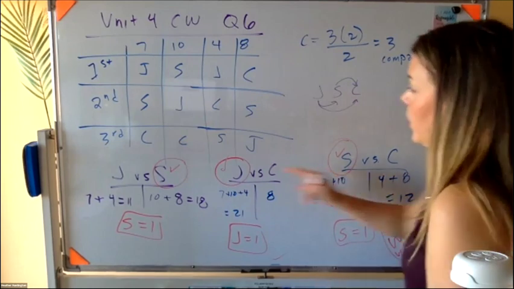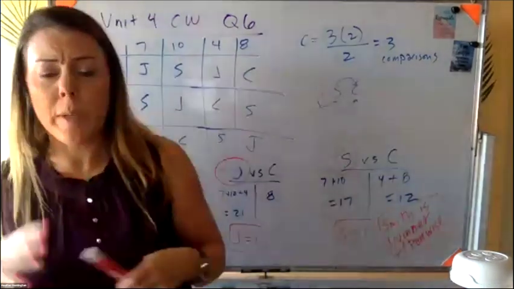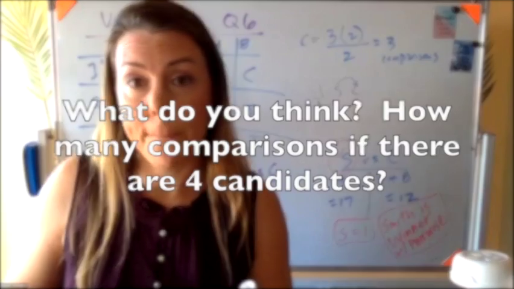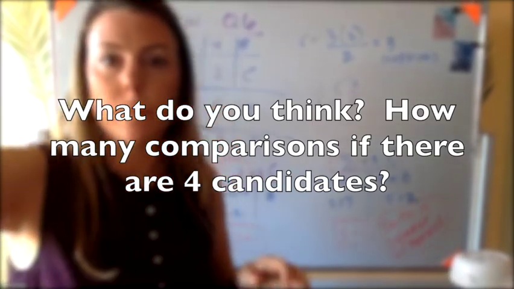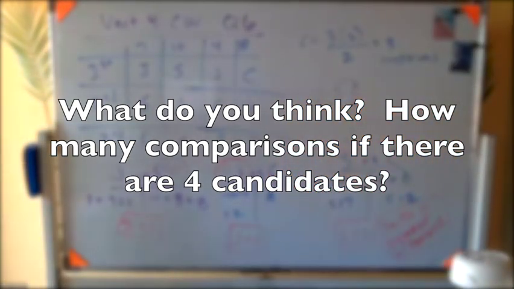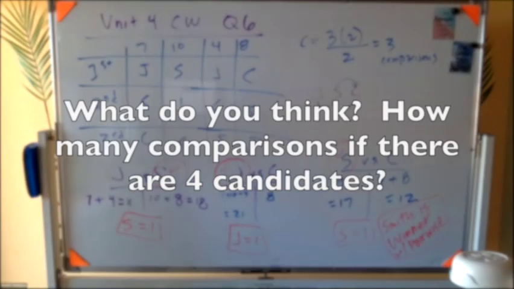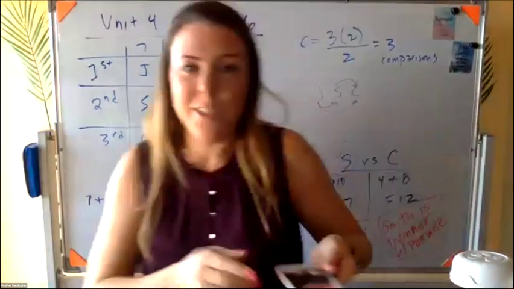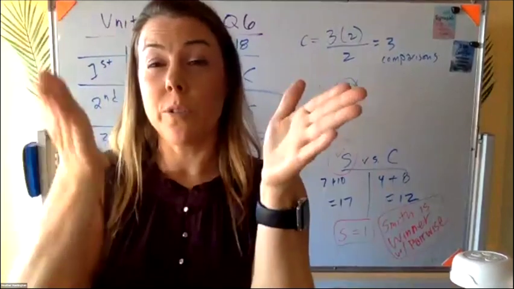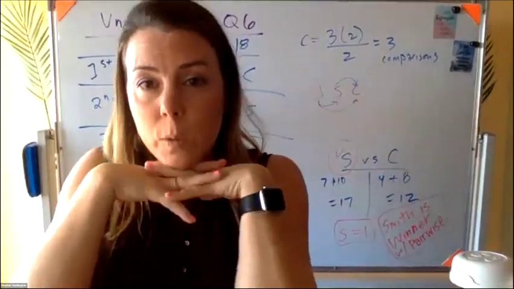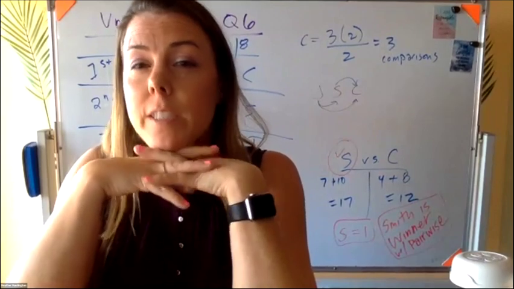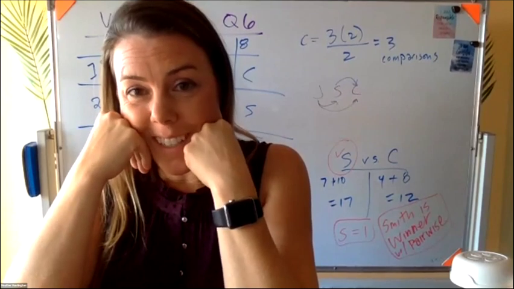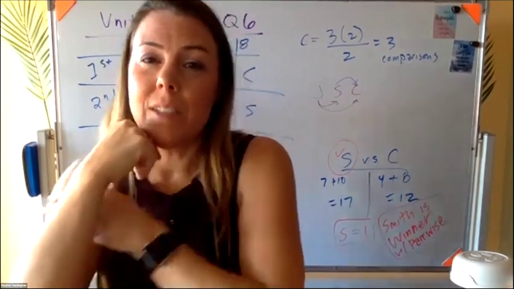Okay, and how do we know how many comparisons you would have to do if there are 4 candidates? Six. Yes, good job, because it would be 4 times 3 divided by 2, which is 6. What about if there's 5 candidates? 10. Yes, okay, good. So you see, it can get to be a lot of work.